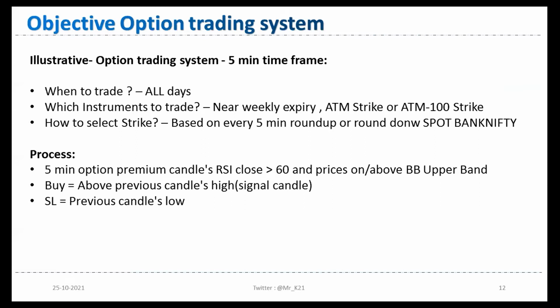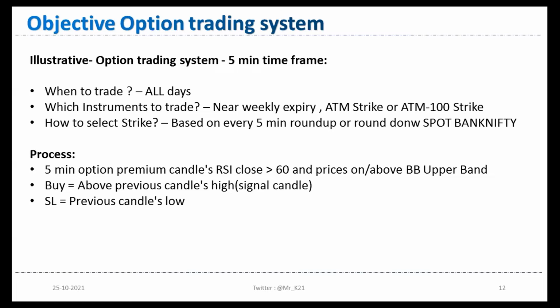Now the process is very simple. After strike selection, say for example, our spot Bank Nifty is running at 40,910, then today's at the money strike would be 40,900. So we have to check the 40,900 call and the 40,900 put. We will check the option price data on the 5-minute time frame. On the option premium 5-minute chart, we check if my candle closes greater than 60 RSI, for both call and put candle RSI.